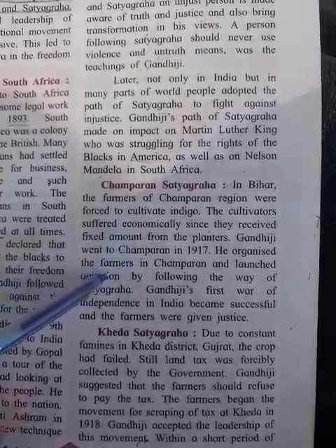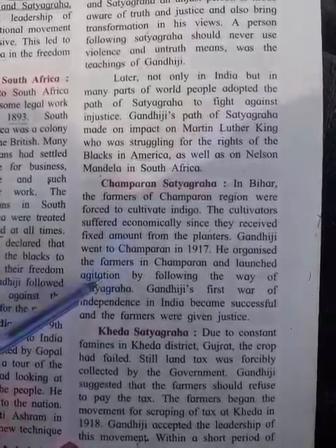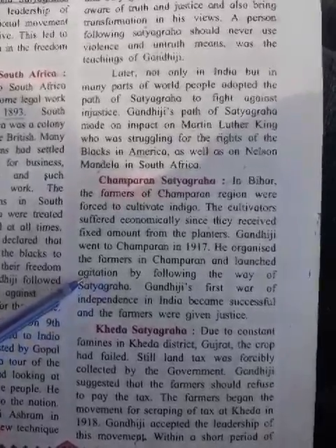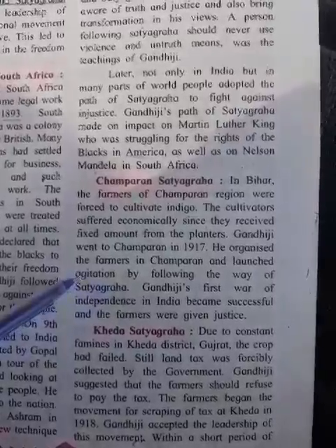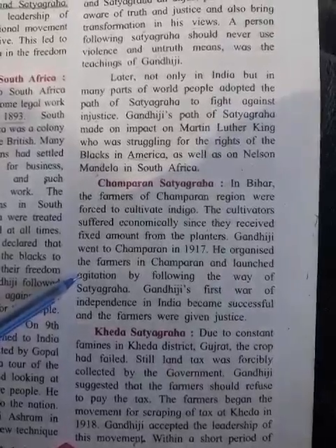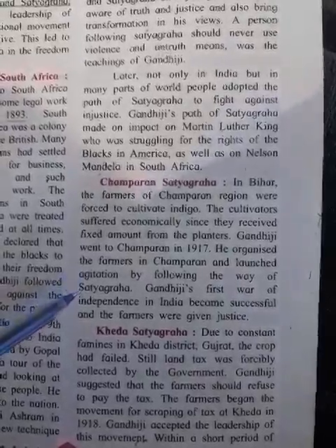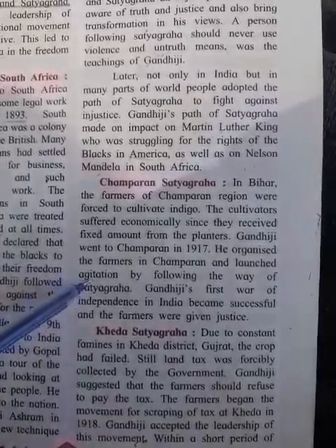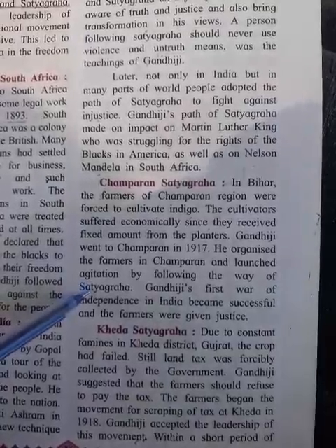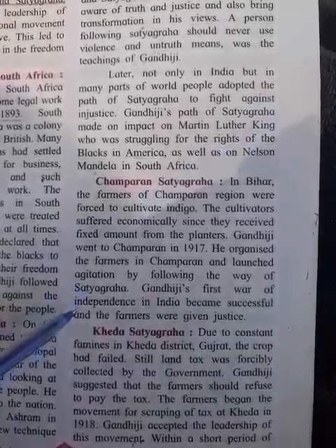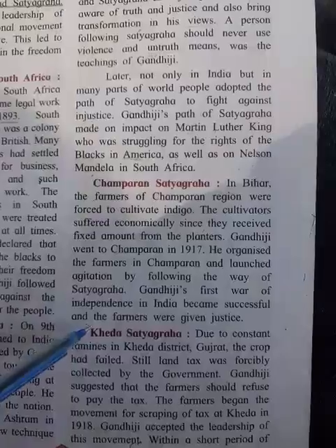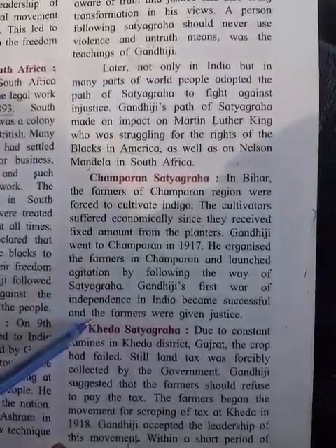He organized the farmers in Champaran and launched an agitation by following the way of Satyagraha. Agitation means protest; they showed their protest by launching the campaign, and they showed their opposition by following the way of Satyagraha. And this was Gandhiji's first war of independence in India. It became successful and the farmers were given justice.